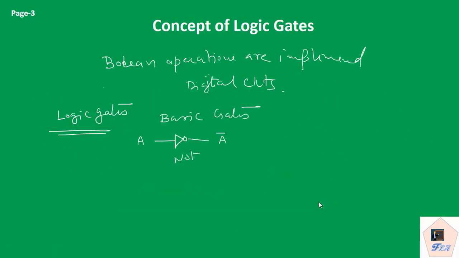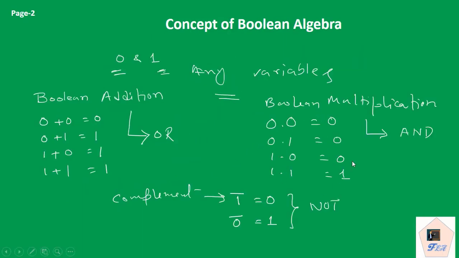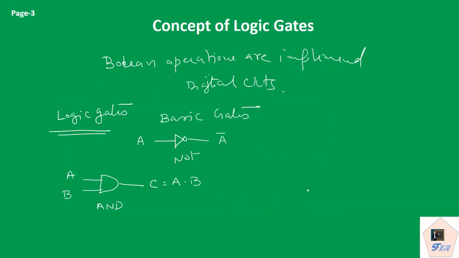Other than this, all other gates have at least two inputs. This is called the AND gate. The AND gate takes two inputs and performs the AND operation, that means Boolean multiplication. It will have two inputs, say A and B, and the output is A dot B. Then we have another gate which is called the OR gate.